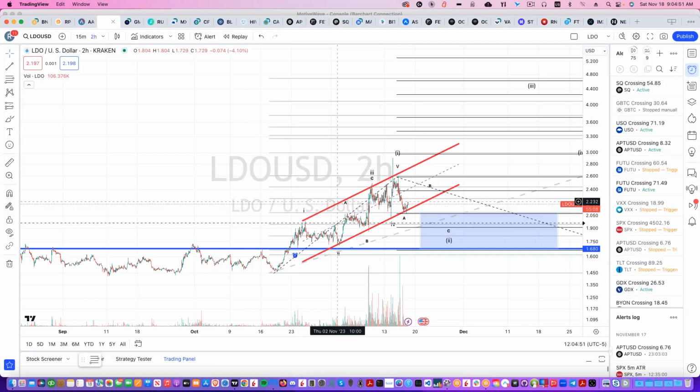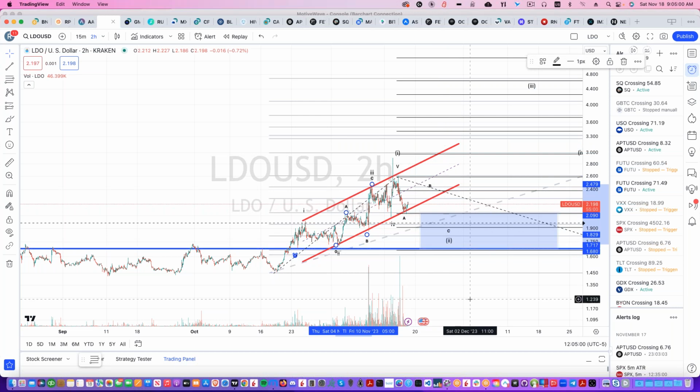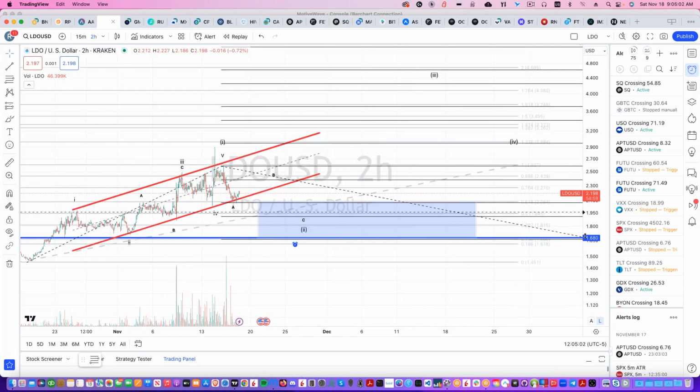LDO, pretty ugly action. I mean, it's possible that this diagonal gets a 5th. I count enough waves to call it done, so I prefer 2. So basically, as long as we're over 168, I'm gonna add a little bit this week, just a tiny bit.